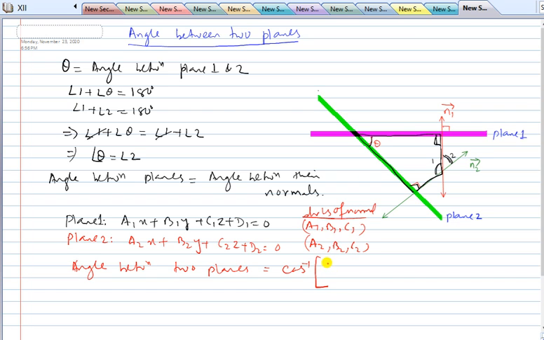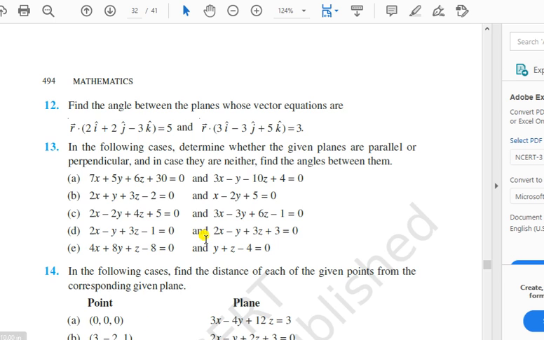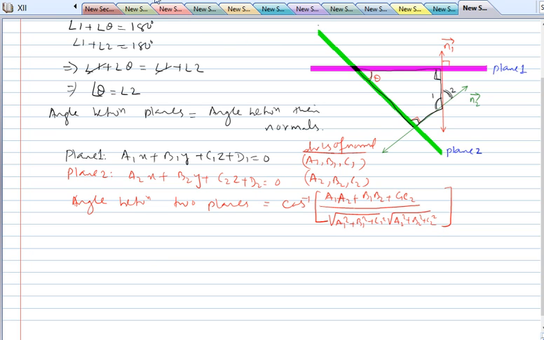So I can write the angle as cos inverse of a1 a2 plus b1 b2 plus c1 c2, whole divided by square root of a1 square plus b1 square plus c1 square multiplied by square root of a2 square plus b2 square plus c2 square. Okay. So this is how we find the angle between two planes. For example, let me take one question. Suppose find the angle between the planes whose vector equations are this. Okay. So let me take this question.